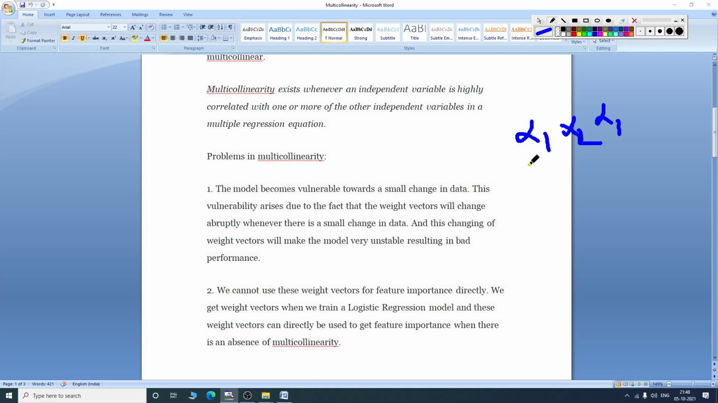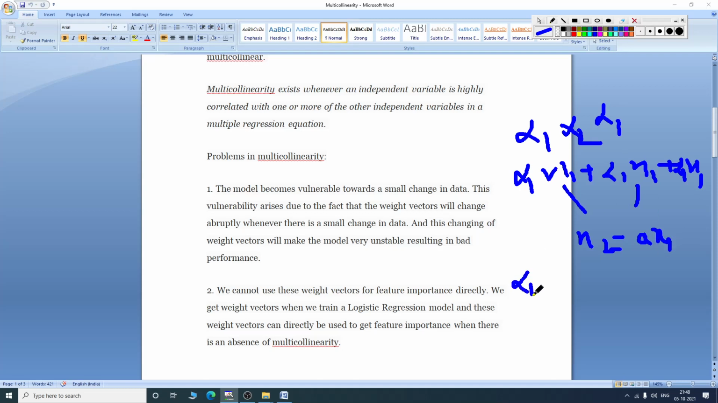Because when I'm writing alpha 1 into x1 plus alpha 2 into x2 plus alpha 3 into x3, x1 and x2 are connected by some relationship. It can be x2 is equal to a into x1. So if I combine everything, it will be alpha 1 plus a into alpha 2, into x1, plus alpha 3 into x3.